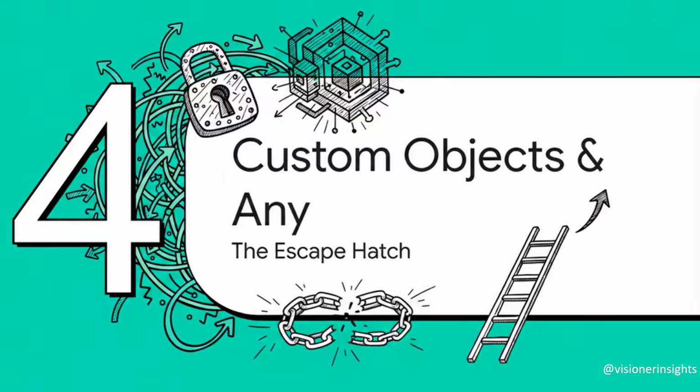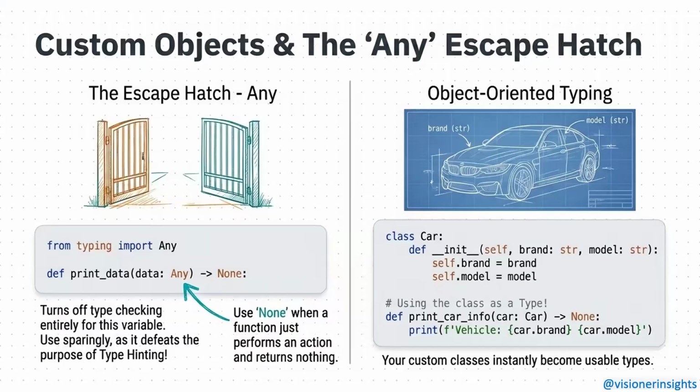Section 4, custom objects and the any escape hatch. What about your own custom classes? Say you build a car class. Well, thanks to object-oriented typing, that class instantly becomes a usable type. You just use the class name itself as the hint.